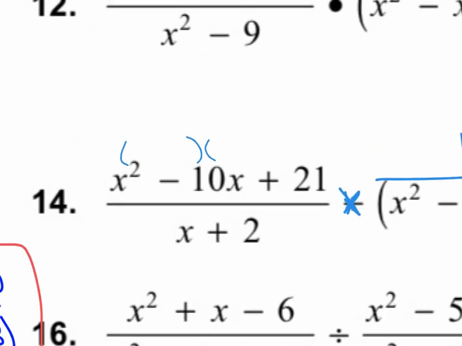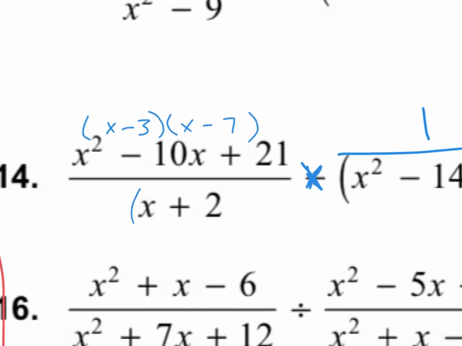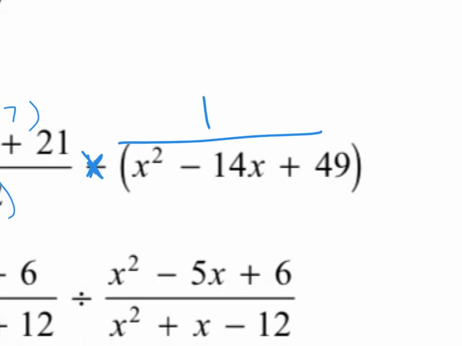We want to factor. So what are two factors of 21 that add to negative 10? Negative 3 and negative 7? Is that what you said? Yep. And then the bottom here is already factored. We only have x plus 2. Can't do anything there. Top on the right is just 1, so we don't need to factor that. Bottom right. What are two factors of 49 that add to negative 14? Negative 7 and negative 7.